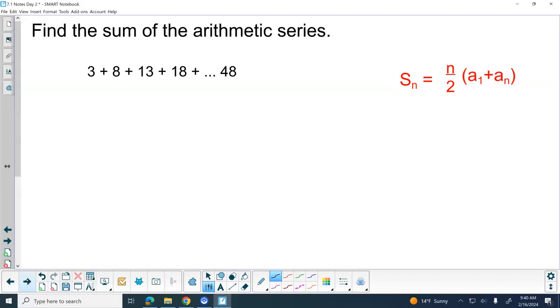Yeah, let's do it. What's our first term? 3. Okay, need that. What's our last term? 48. What's our term number? How many whole terms do we have? Unknown. We don't know, right? So how are we going to find it? Which equation? A sub n? This one?